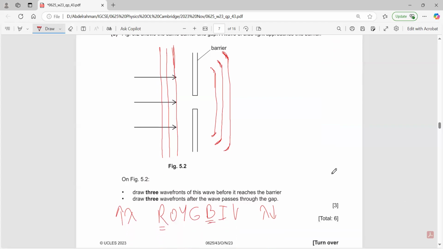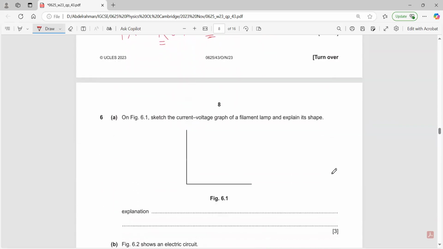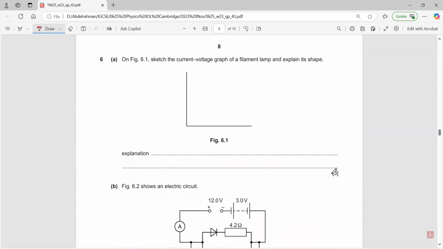On figure 6.1, sketch the current voltage graph of a filament lamp. On the filament lamp, what happens? We know that as the voltage increases, the resistance increases. Why? Because it gets hotter. That's the explanation. We're going to state this explanation.